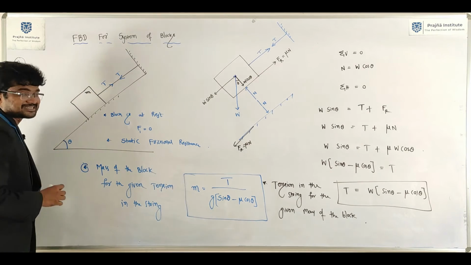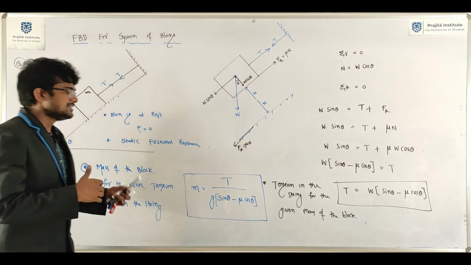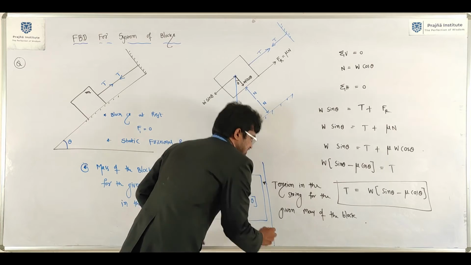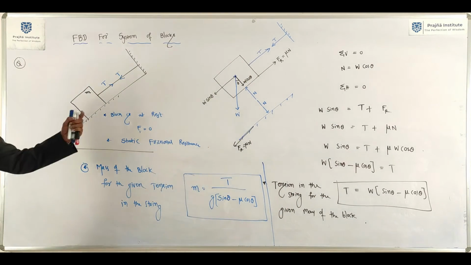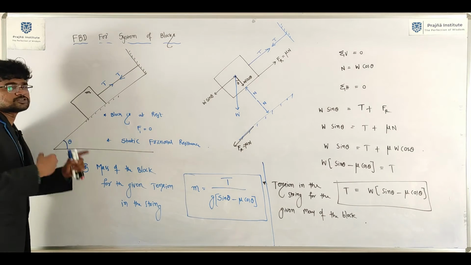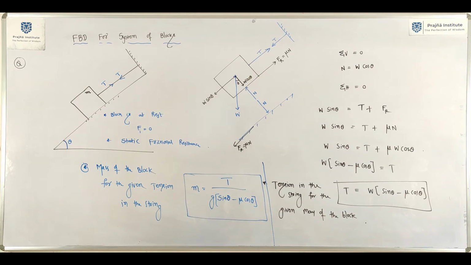This question was asked in GATE, with some numerical values given. Next year they may ask it like this: tension in the string for the given mass of the block. Here the inertia force equals 0. It's common sense. Okay, completed? Next.